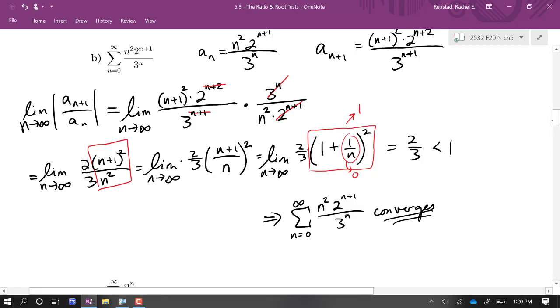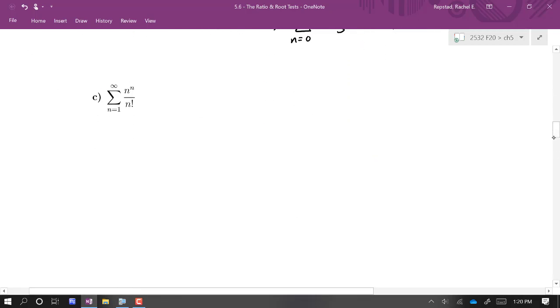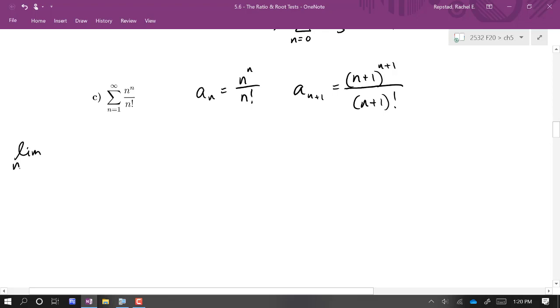Okay, let's try another one. This series, the nth term is n to the n over n factorial. So a sub n is n to the n over n factorial, a sub n plus 1 is n plus 1 to the n plus 1 over n plus 1 factorial. And now we're going to set up our limit as n approaches infinity of the absolute value of a sub n plus 1 over a sub n.